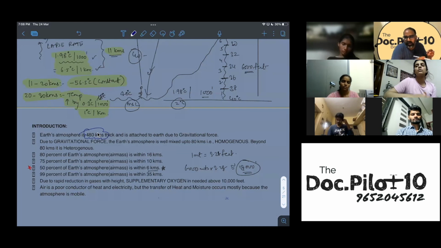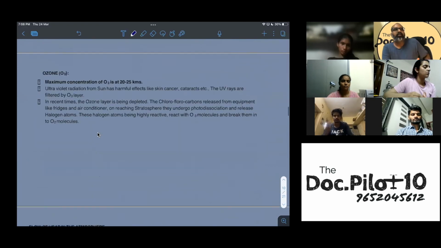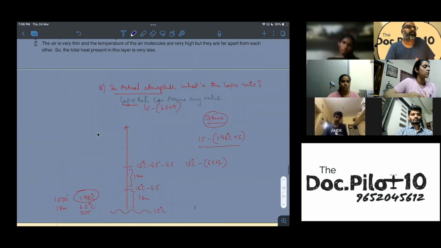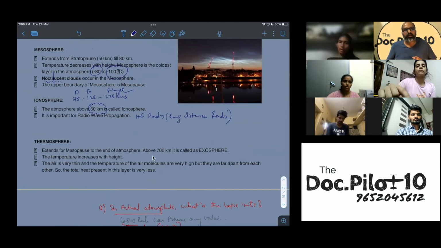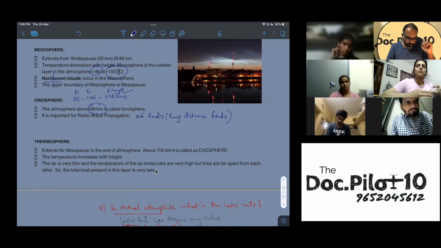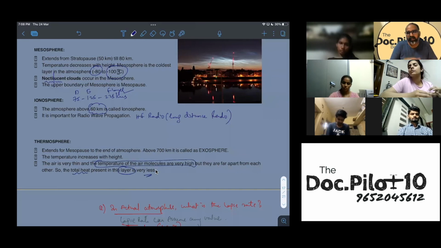See, if there is a mistake and they are going to carry it forward in the exam, we are going to learn it as a mistake. Okay, but what is the height of the thermosphere? Answer please. 700 kilometers. Correct. Now it is very thin and air molecules are very far apart, but each air molecule is at very high temperature. So the total heat present in this layer is very less. Total heat is less, but temperature is very high. I think I have explained with an example of a water bath and a teacup. That's it. No more questions from this atmosphere.